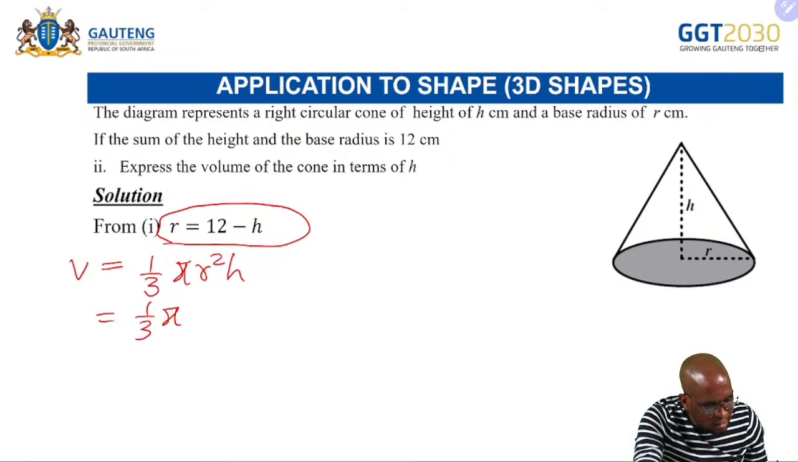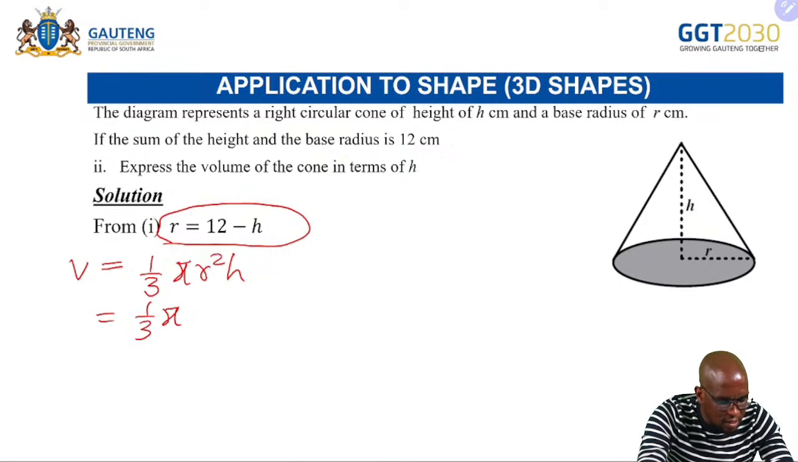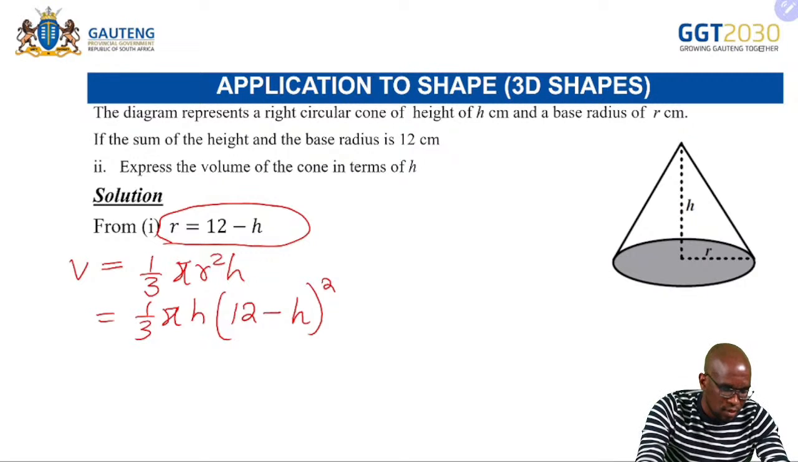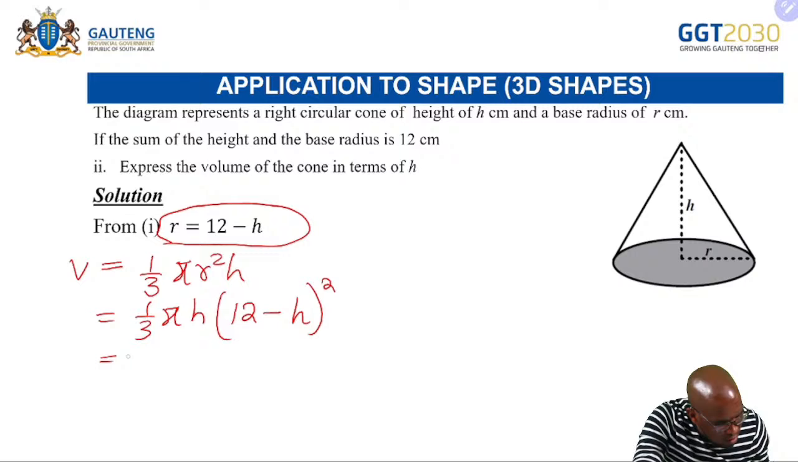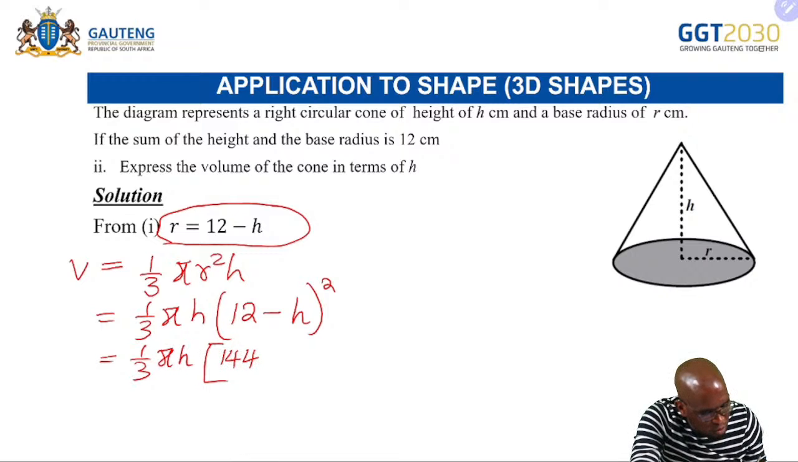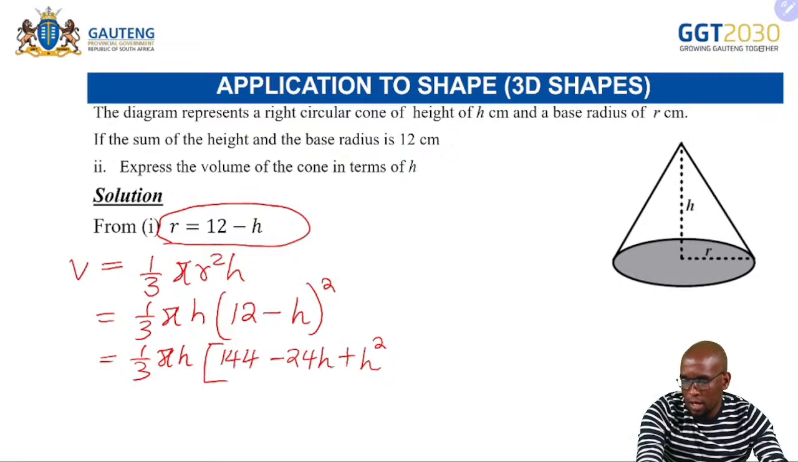We've worked out that r is given by 12 minus h, all squared. So where we see r, we put 12 minus h. Now, this is a third pi h. If we open these brackets, we square the first term, we get 144. Twice the product, that would be minus 24h, plus we square the last term, that should be h squared.